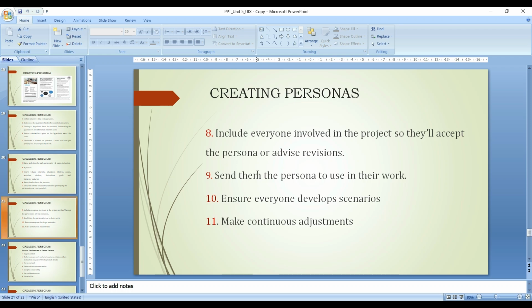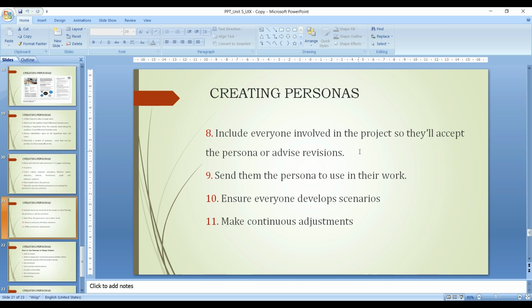And the next thing is to include everyone involved in the project so they will accept the persona or advise revisions. As I said before, you can check with your stakeholders based on your result. Not with all the employees. You may have one or two colleagues close to you, right? So you can check with them whether these contents are good or not. Like that, you can check with them.